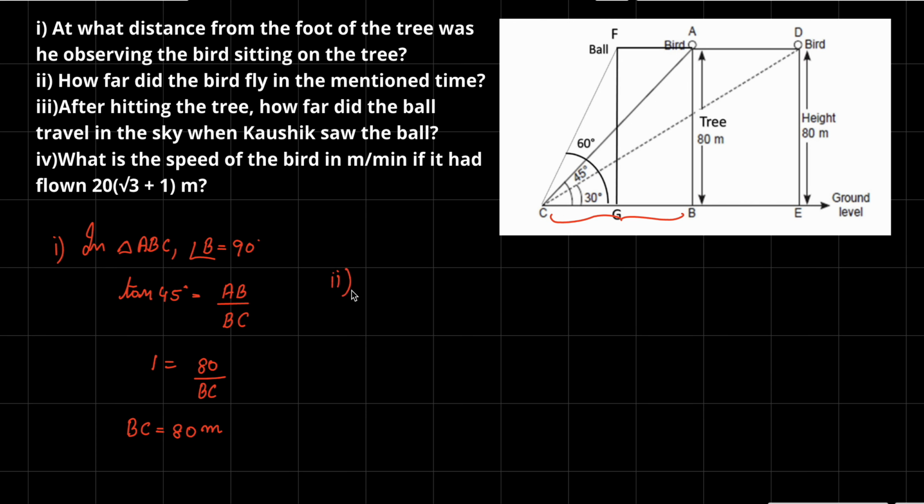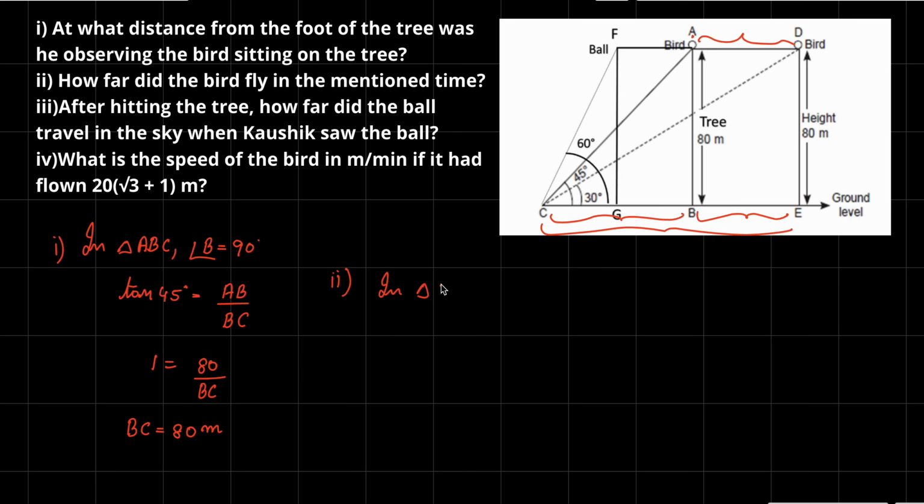Now going to the second part. How far did the bird fly in the mentioned time? Now the bird flew from point A to point D. Now AD value is equal to the value of BE. Now BE does not separately belong to any one triangle, but we can calculate the full side EC and then subtract the BC value, which will end up giving us the value of BE. So let us calculate EC first.